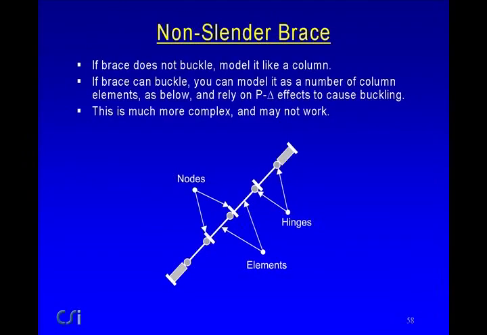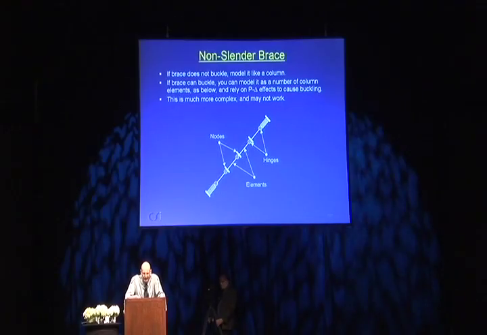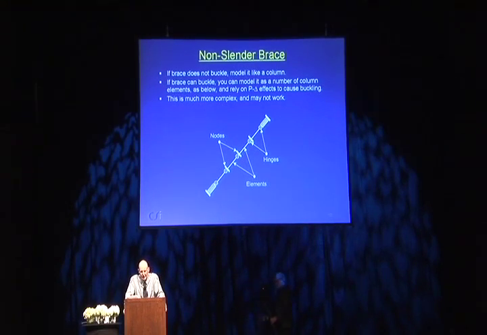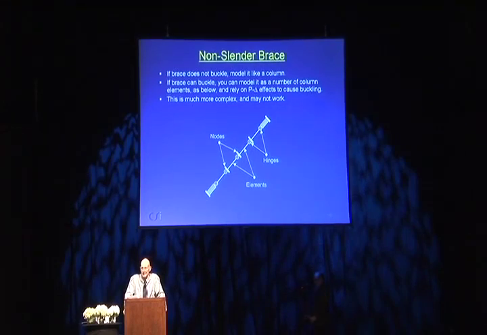A non-slender brace is more complicated. If you know the brace doesn't buckle, you can model it like a column. You might assume it remains elastic, or you may allow it to form plastic hinges. If it can buckle, this is rather tricky. What you can try to do is model it as a number of elements as shown below, and rely on the P-delta effect to cause it to buckle. If you include the P-delta effect, Perform can buckle the component, but it's rather complicated, it may not work, and you'd have to be rather careful in using this procedure.